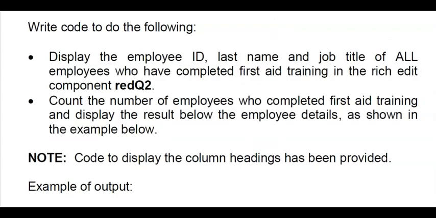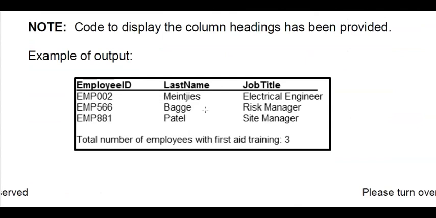We would expect this question as part of question 2.2 in your final exams. And here, this is question 2.2.1. You need to display the employee ID, last name, and job title of all the employees that have completed the first aid training. And then you also need to count the number of employees who completed the first aid training and display the results as shown below. So here is an example of the output that I'd like you now to try, and before you continue to watch the memo, press pause and try it yourself.